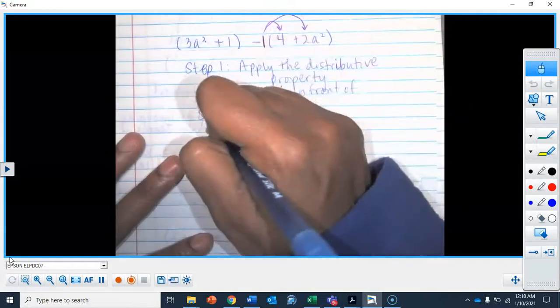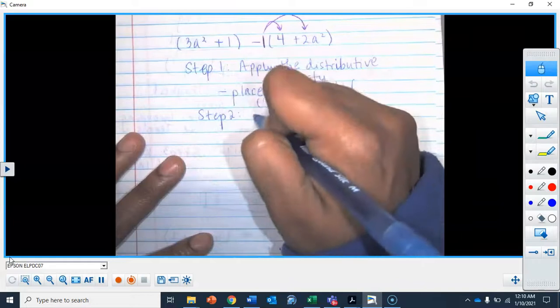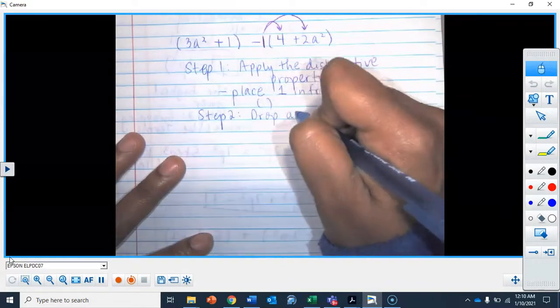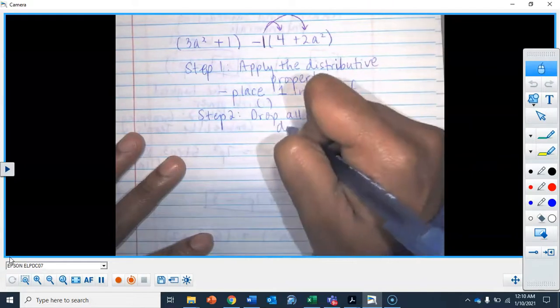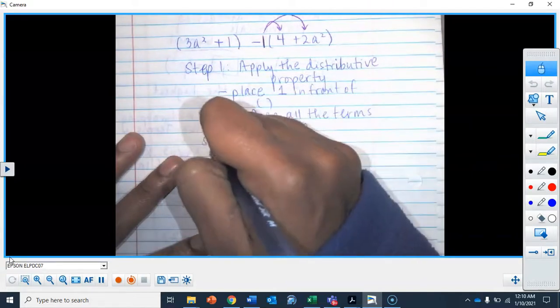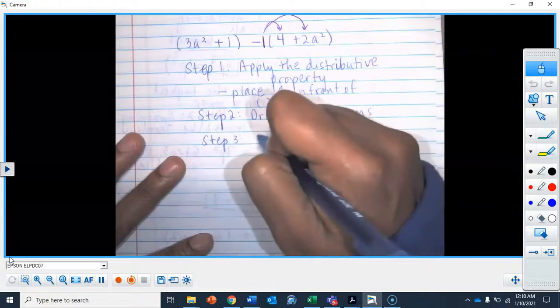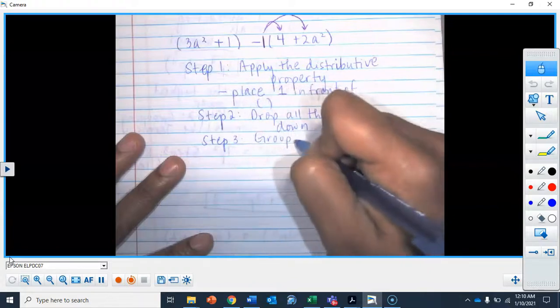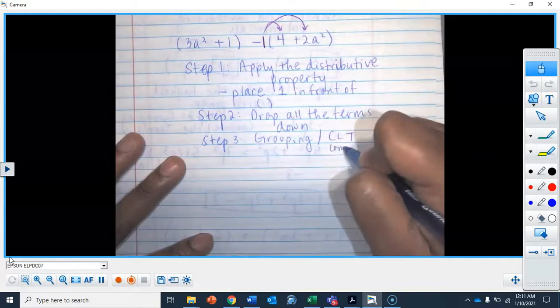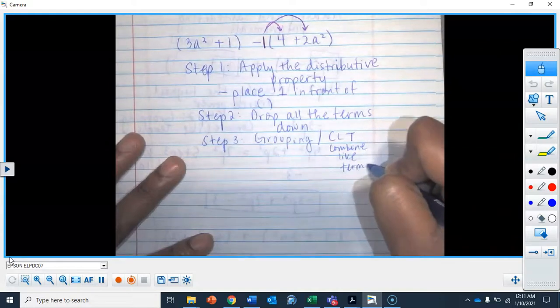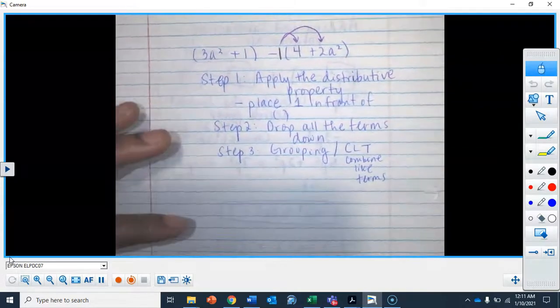And then step 2, you're going to drop all the terms down, and then this is where you go back to just doing what? Grouping and combining like terms. Grouping, and I'm going to just abbreviate CLT. Remember, this is combine like terms. Here we go. And then that's pretty much it. So let's do this problem.